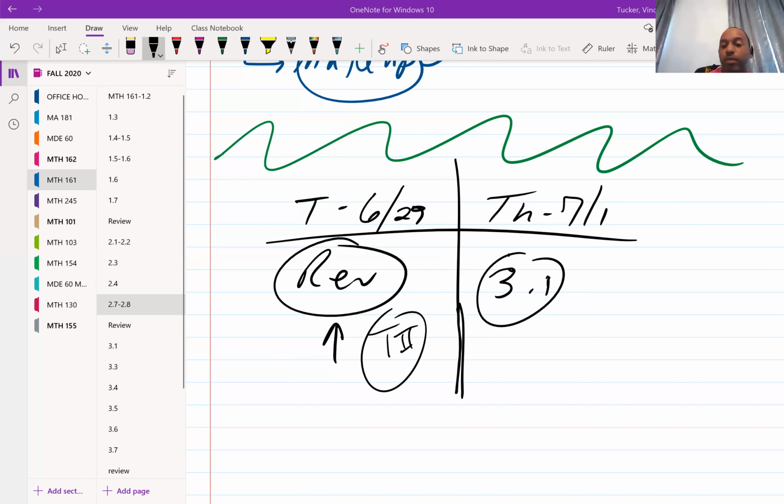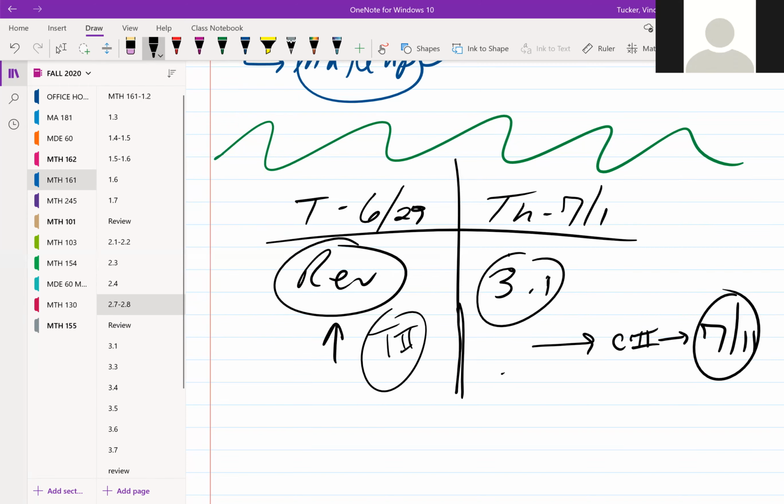So if we're talking about due dates, that's the 29th. I won't make a due date on July 4th. So chapter 2's due date will be July 11th. All right, so we'll look at it like that. Any questions on that? Any questions on what we're going to do?